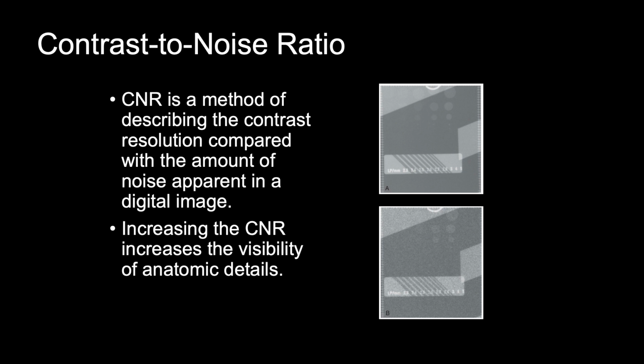So CNR is a method of describing the contrast resolution compared with the amount of noise apparent in a digital image. Increasing the CNR increases the visibility of anatomic details. So we want the CNR to be increased because that will increase the details, and that is what figure A is showing you, or image A.